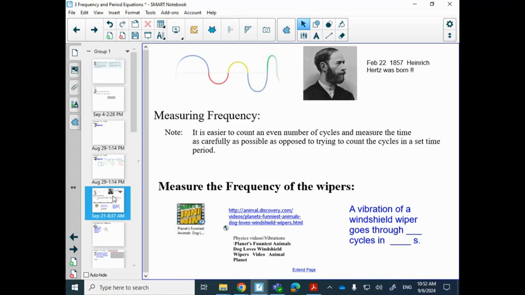So if we're looking at measuring frequency, there's my buddy Heinrich. Got his name wrong last lesson. Anyways, I made up for it.